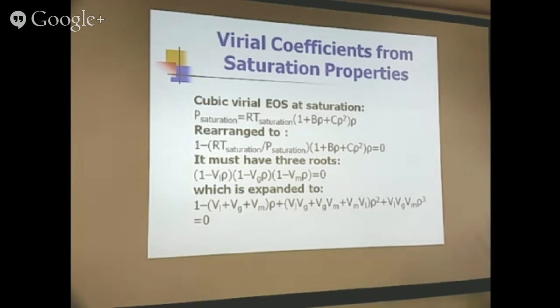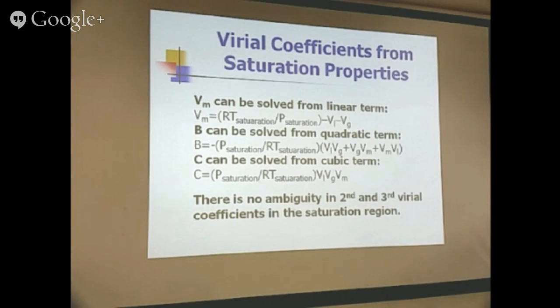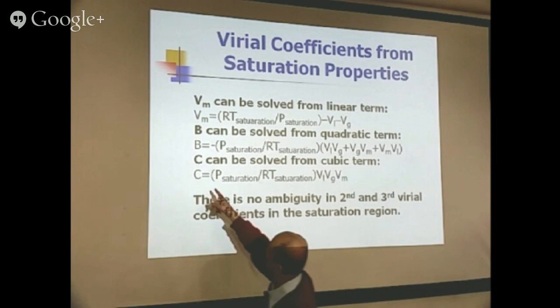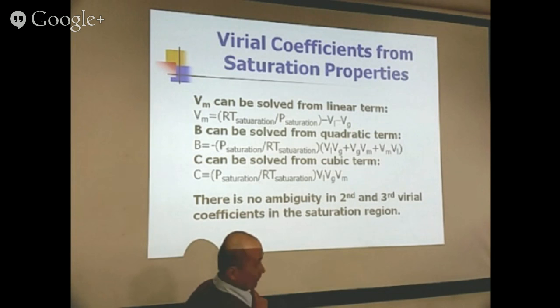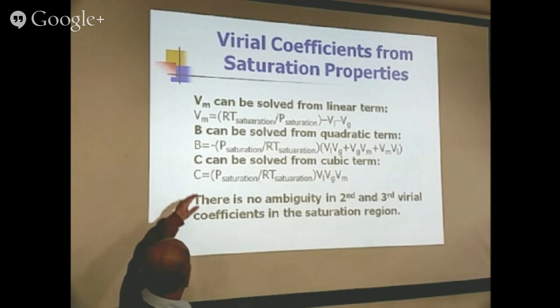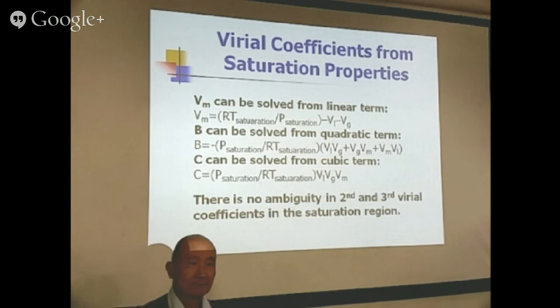So assuming we are using this cubic equation of state, by measuring the volumes of gas and liquid, I can solve B and C in a closed form. Vm can be solved from the linear term, and then from the quadratic term, B can be solved, and C can be solved.